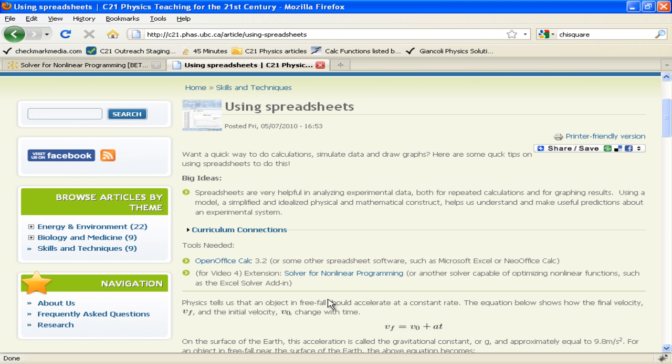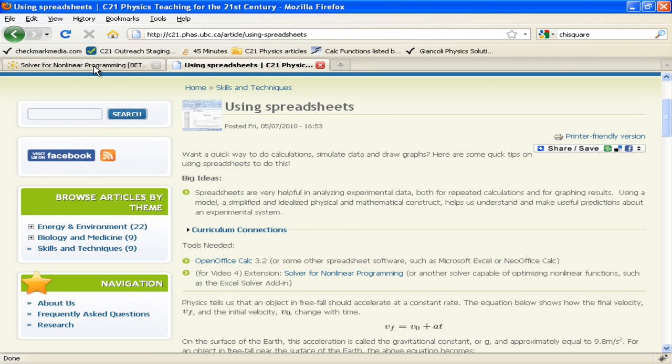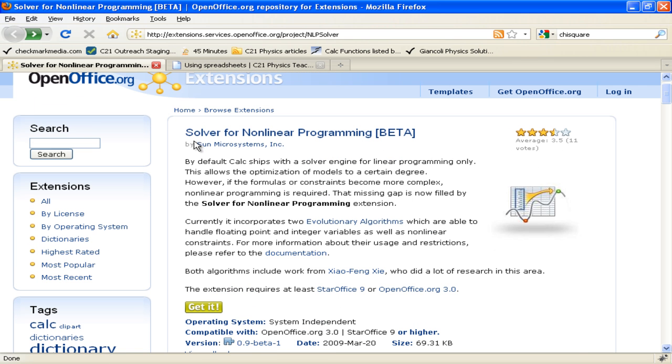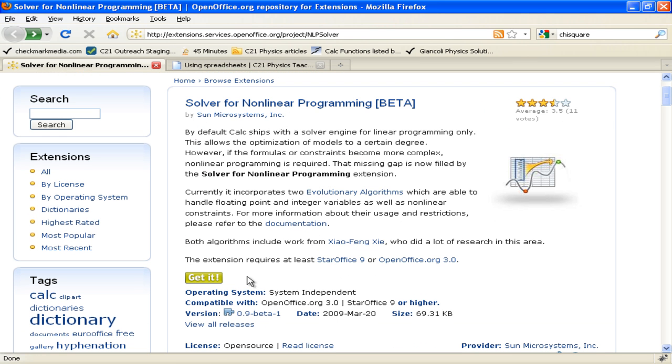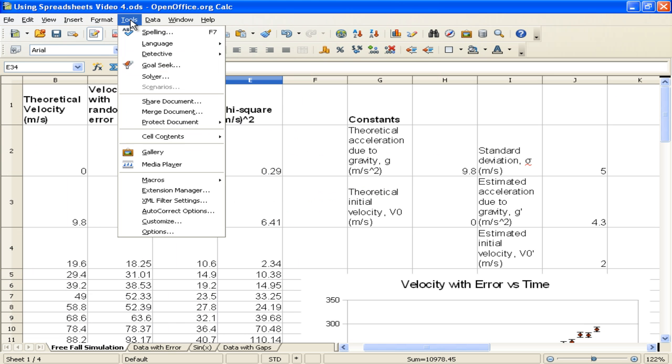At this point, you have to install the add-on for OpenOffice Calc, which you can find on our website. There's a link to it here, the Solver for Nonlinear Programming. This is on the C21 Physics Teaching for the 21st Century website. And that links you to this page on openoffice.org. And this is the Solver for Nonlinear Programming, and get it. Click on this and install it into OpenOffice. After installing the add-on, you'll have this new item added to the tool menu called Solver.